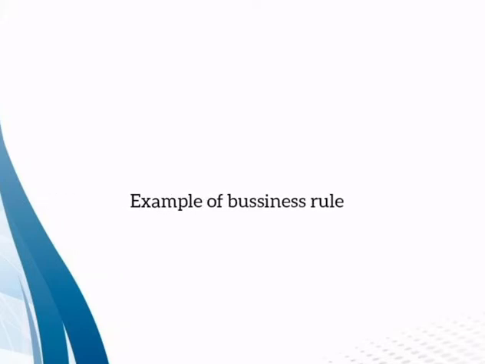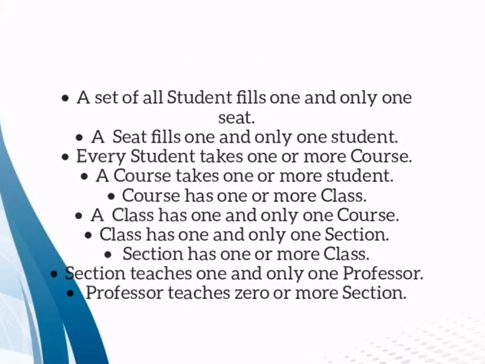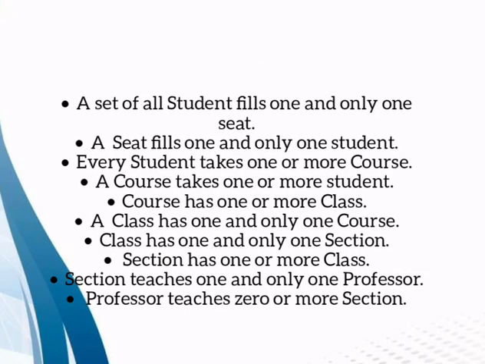And next is the example of my business rules. A set of all students fills one and only one seat. A seat fills one and only one student. Every student takes one or more courses. A course takes one or more students. A course has one or more classes.